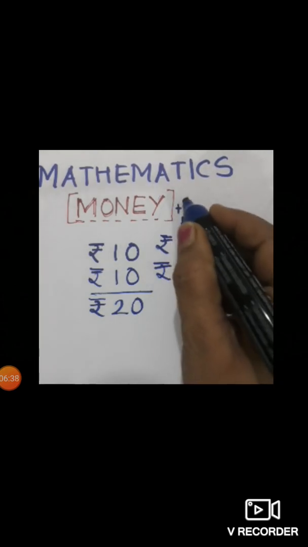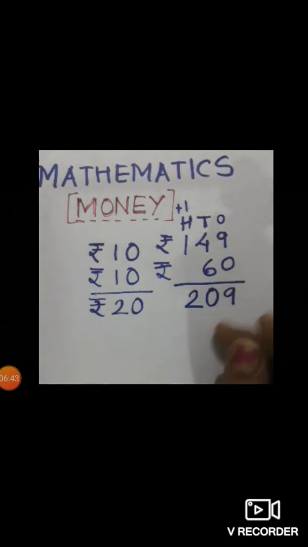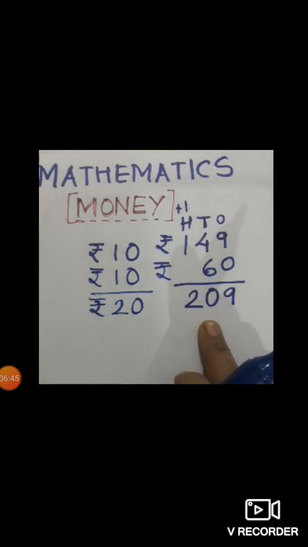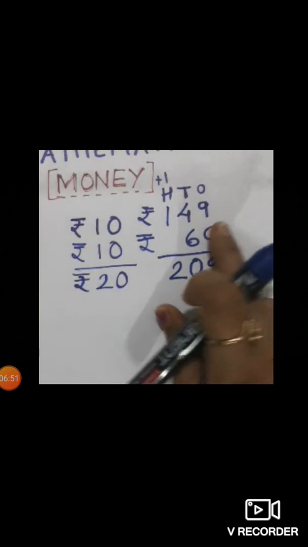We will give 1 to hundreds place here. So this 1 plus 1 will give you 2. So total amount, how much you have to give to the shopkeeper? 209. Okay, now what we will do, we'll take the same amount and we'll do subtraction. This is how we do addition.